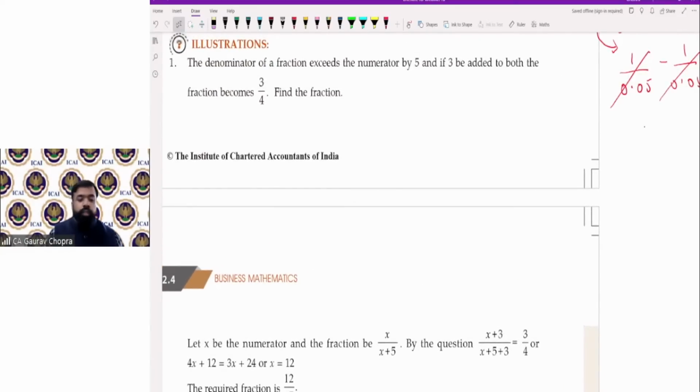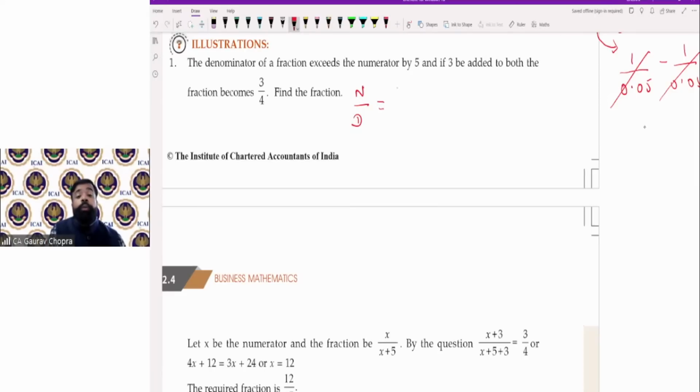Now, there is some basic word problem. Illustration number 1. The denominator of a fraction exceeds the numerator by 3. So let's say there is a fraction and the denominator of a fraction exceeds the numerator by 5. So there is one value in numerator, other comes in denominator.